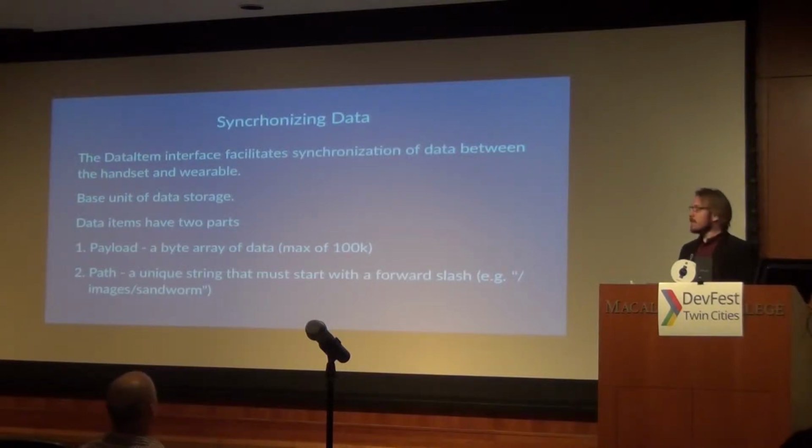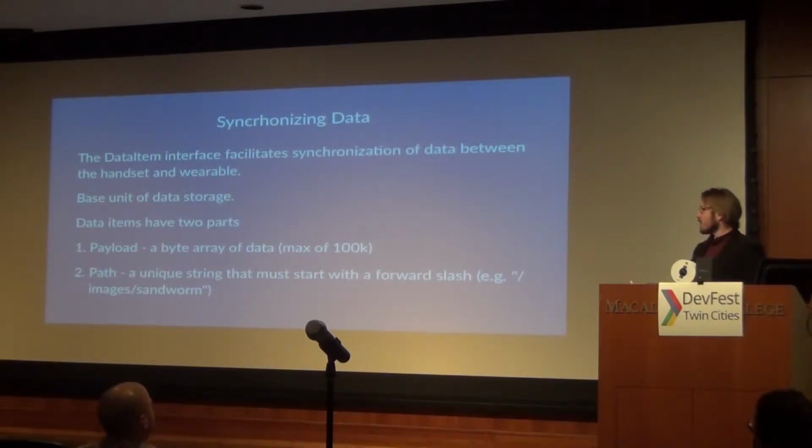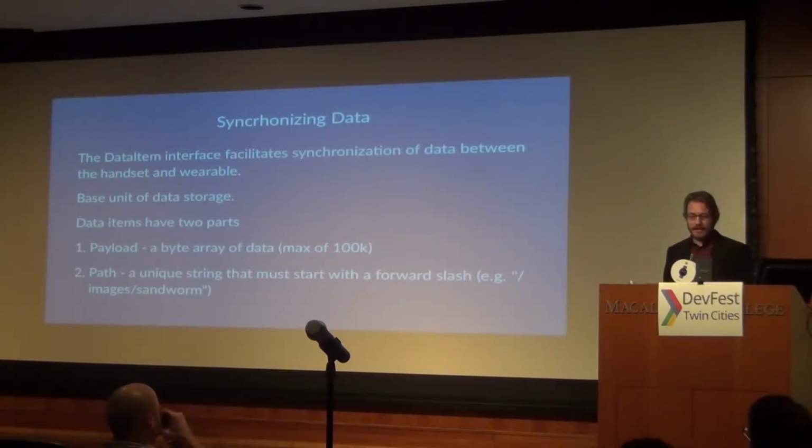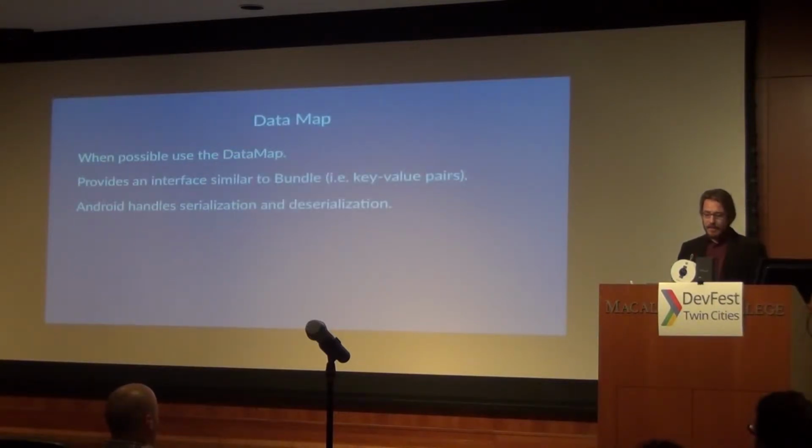To synchronize data, we use a class or an interface called the data item interface, and this facilitates synchronization of data. It has a restriction of a max of about 100 kilobytes of information, and requires you to have a unique path to identify that data on the system. However, you're usually going to be using the data map, which is a kind of a wrapper around the data item and allows you to interact with the data like you would a bundle. And then Android handles serialization and deserialization.